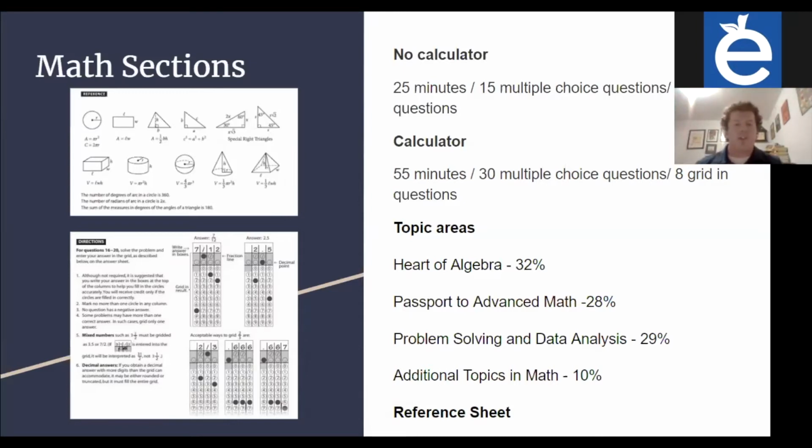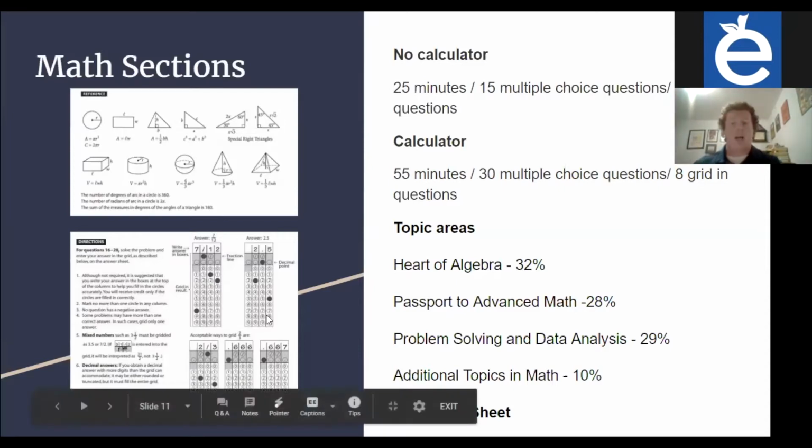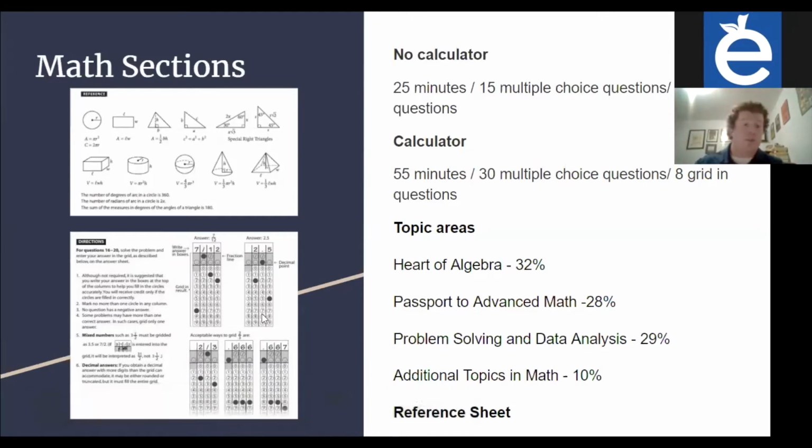So the topics that are generally covered: Heart of Algebra, Passport to Advanced Math, Problem Solving and Data Analysis, Additional Topics in Math. Similar to the writing and language sections, these are all fancy names for the groups of topics they're putting in here. Heart of Algebra, which is about a third of the questions you're going to see, that's Algebra 1. Linear algebra, one version of x equals some version of y, or vice versa, where we're not going to see exponents, square roots, anything like that. It's a little bit more than a third of the questions throughout the math sections.